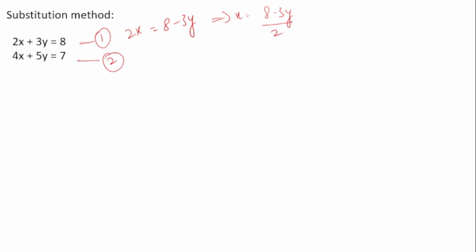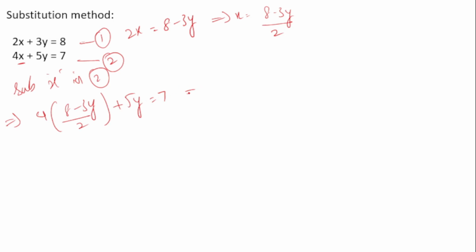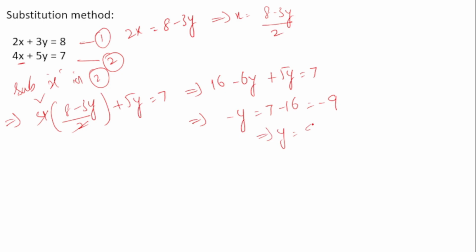Now you substitute the x value in the second equation. What you will get? 4 into 8 minus 3y divided by 2 plus 5y is equal to 7. Here 2 into 2, 16 minus 6y plus 5y is equal to 7. Here you will get minus y is equal to 7 minus 16. It is minus 11. Sorry, it is minus 9. Here you will get y is equal to 9.